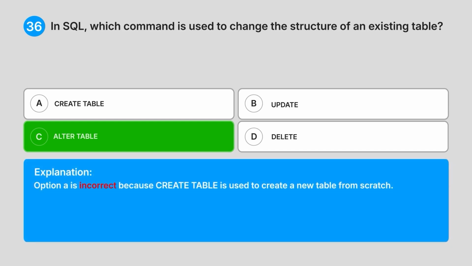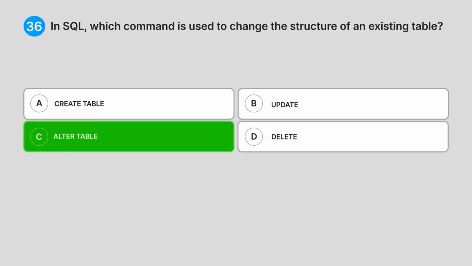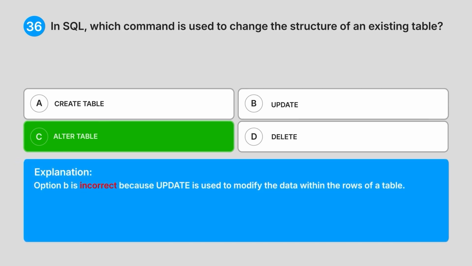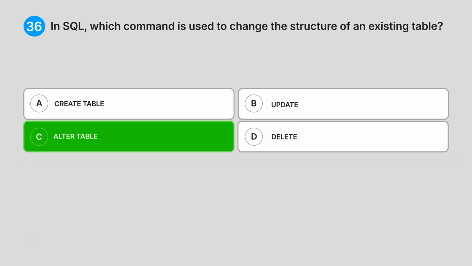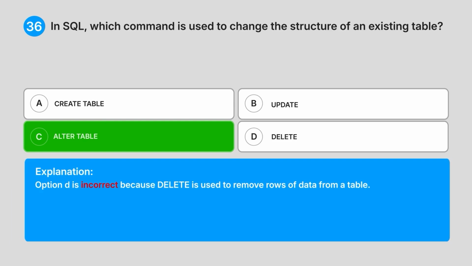Option A is incorrect because create table is used to create a new table from scratch. Option B is incorrect because update is used to modify the data within the rows of a table. Option D is incorrect because delete is used to remove rows of data from a table.